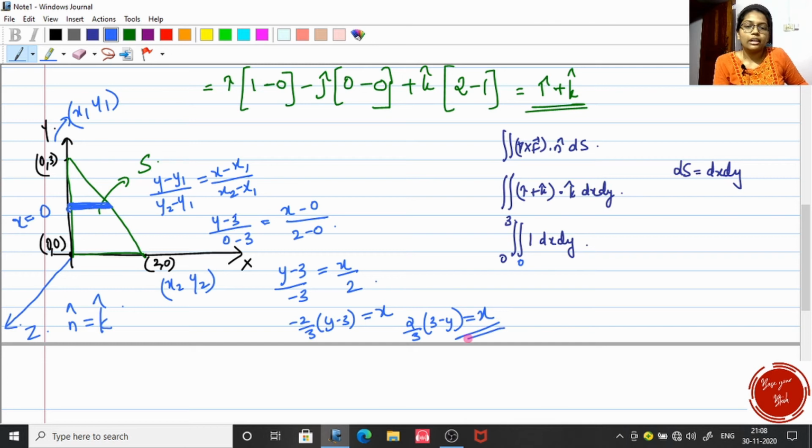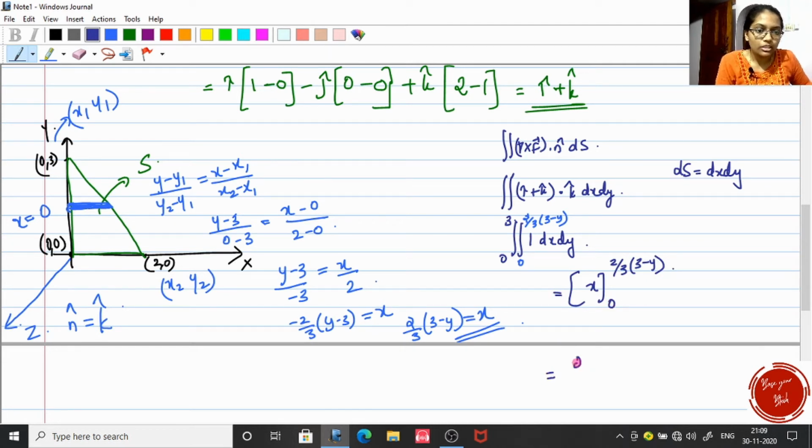So here is the value for x and that becomes the upper limit for this integration: 2 by 3, 3 minus y. Fine. Now let's integrate this. Let's do the inner integration first. Integral 1 dx is x in the limits 2 by 3 into 3 minus y and lower limit is 0.